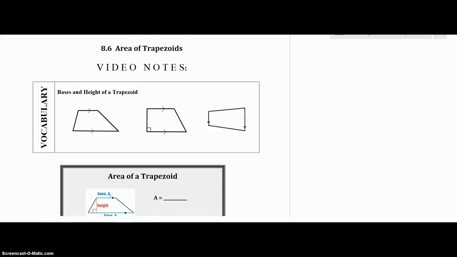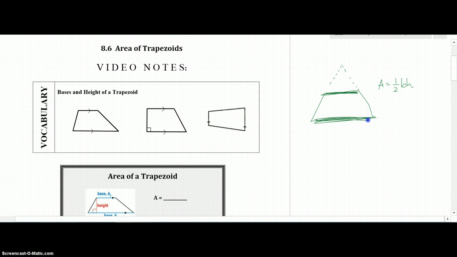Section 8.6 is about the area of trapezoids, and if you recall, parallelograms and rectangles had the same formula, and the trapezoid and the triangle actually have very similar formulas as well. So if you just look at a trapezoid, if the top of the triangle wasn't cut off, it would make a triangle. And the area formula for a triangle is 1/2 base times height. Okay? But in a triangle there's one base. In a trapezoid there are two bases, so we have to accommodate for that.